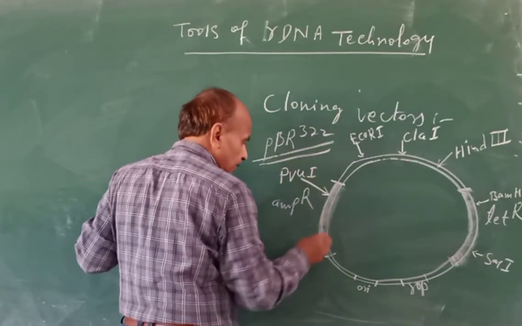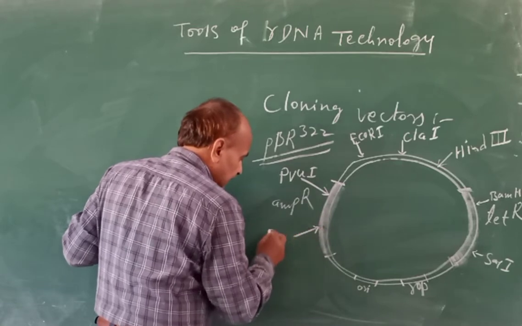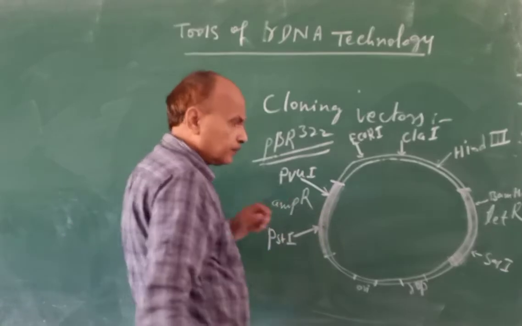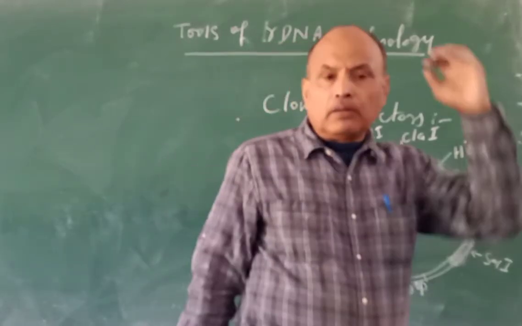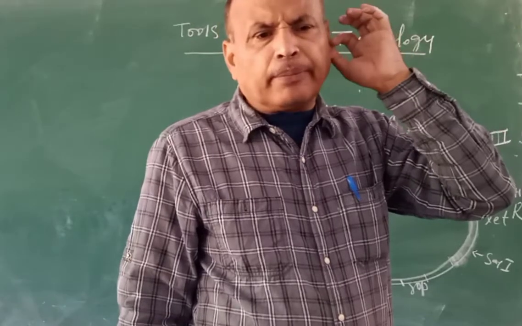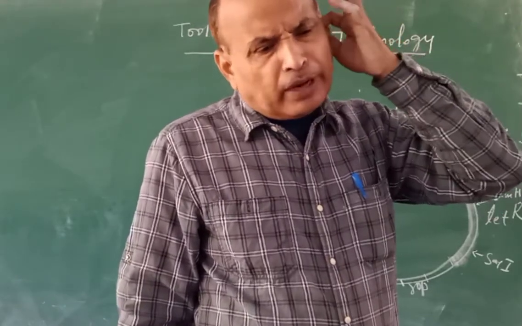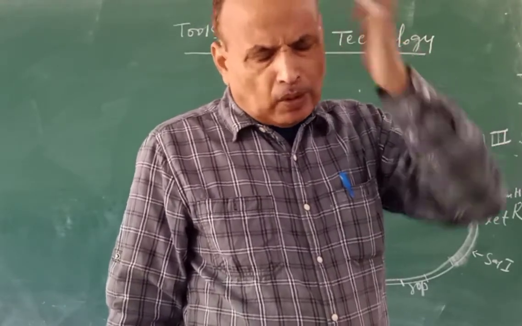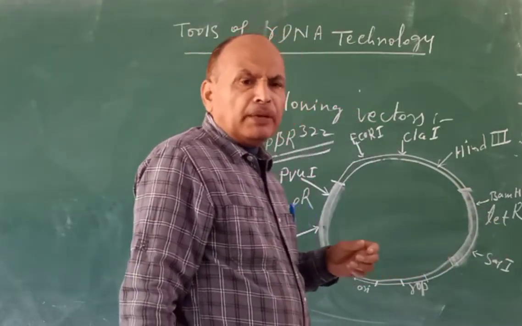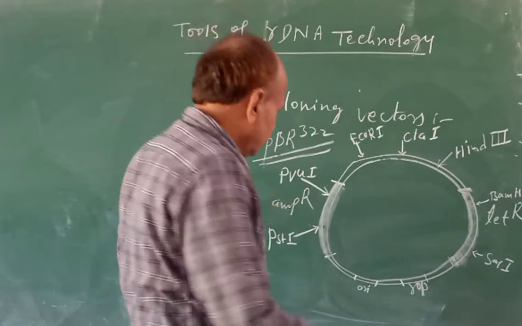pBR322, right? One more enzyme can be used to cut the ROP gene, that is PvuII.